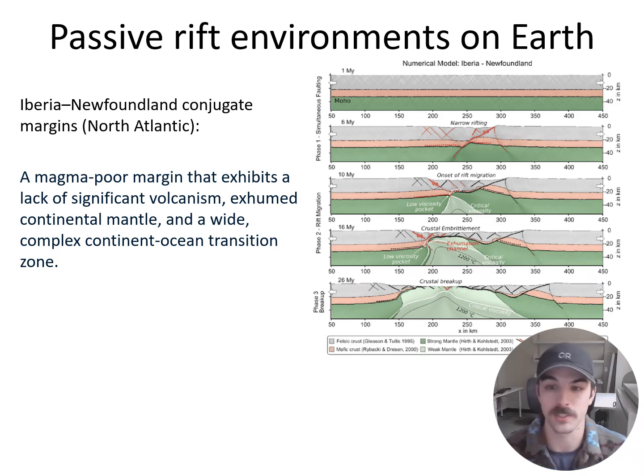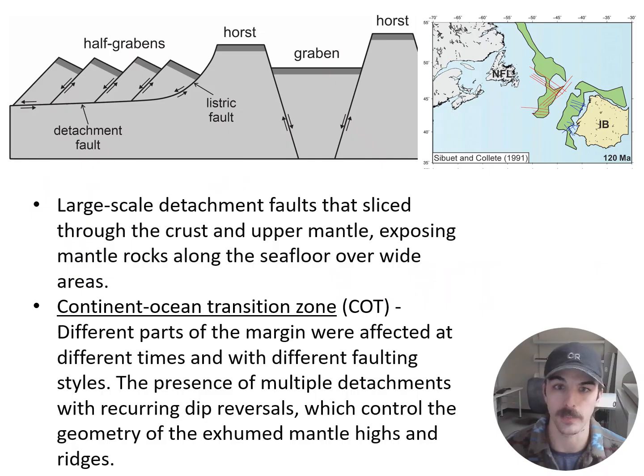Again, perhaps the most famous example of this is the Iberia-Newfoundland conjugate margins in the North Atlantic. This is a magma-poor margin that exhibits a lack of significant volcanism, exhumed continental mantle, and a wide, complex continent-ocean transition zone. And we'll touch on those here in just a moment. So this figure up here on the right is the Newfoundland and Iberian plates splitting apart. This represents around 120 million years ago.